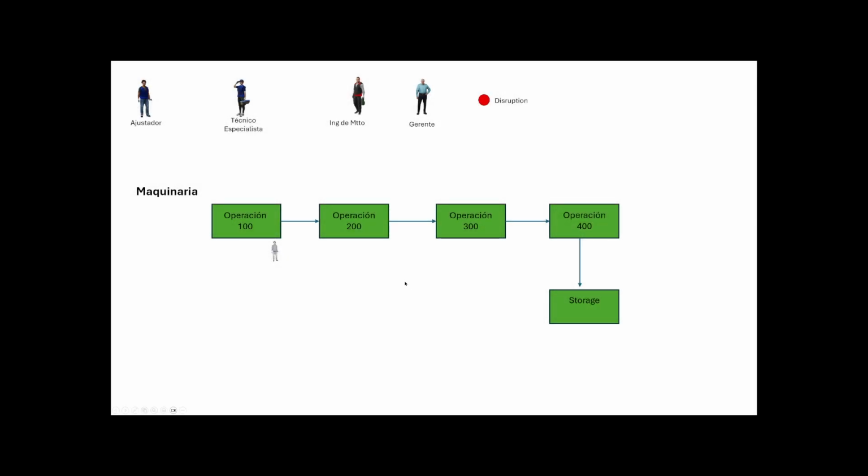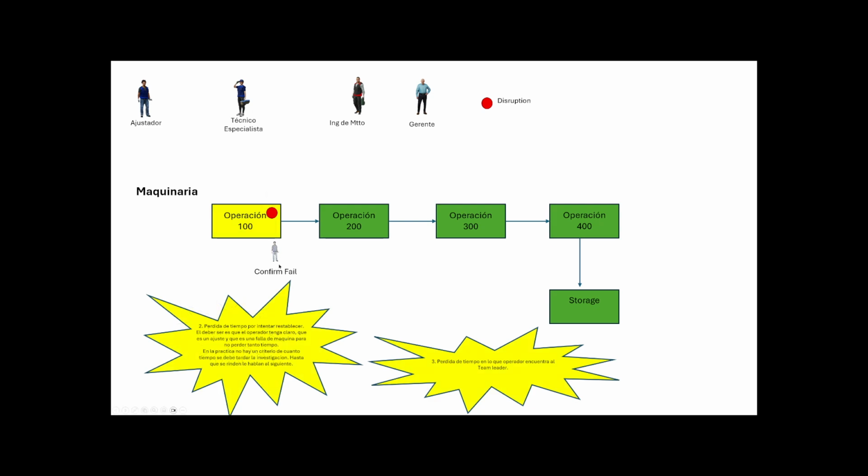I want to create a simulation. So I have a process with operation 1, 2, 3, 400, and then storage. In this operation, this line is producing every day. And what happens is when something fails in the simulation, this operator that I'm showing here will try to figure out what's going on.